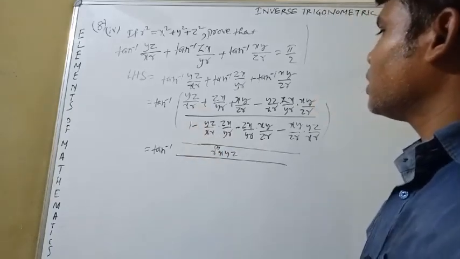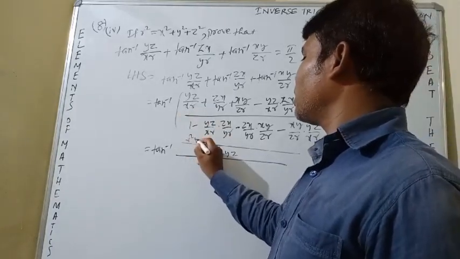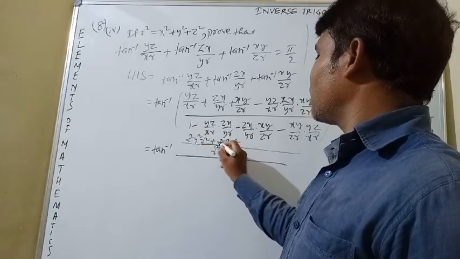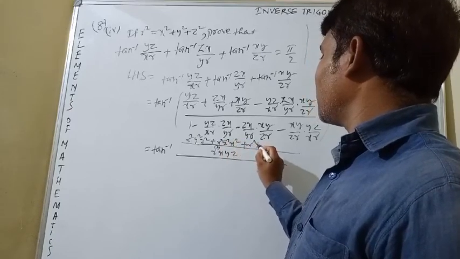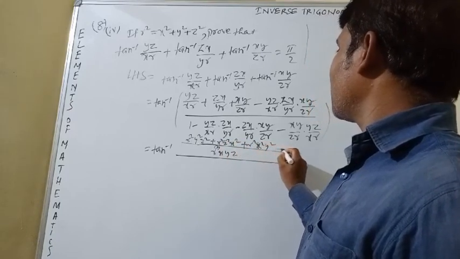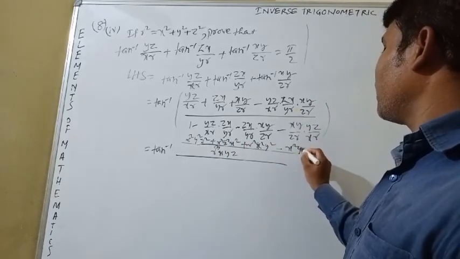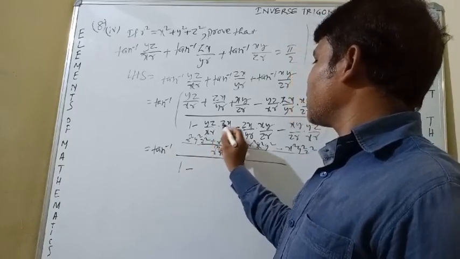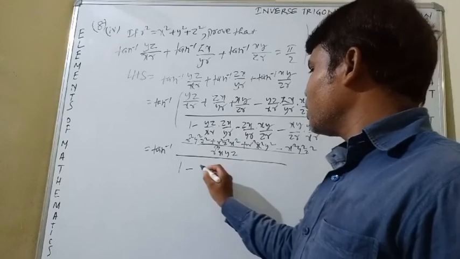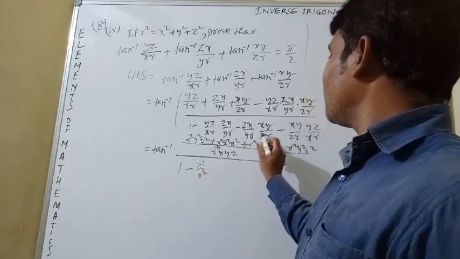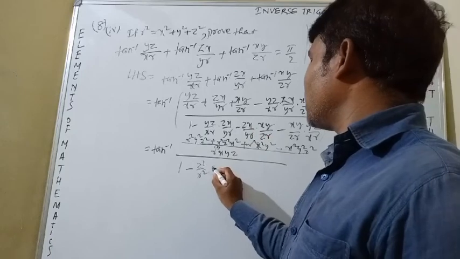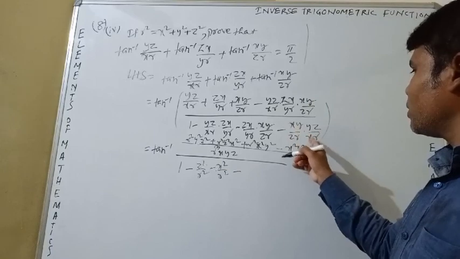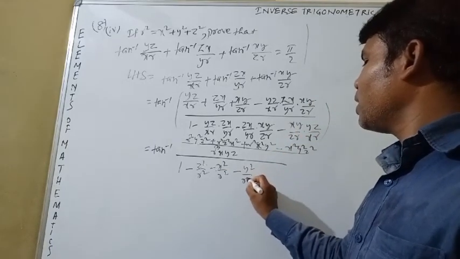This is equal to how much? R square y square z square plus r square z square x square plus r square x square y square minus x square y square z square, divide 1 by... you see xx will cancel out, yy will cancel out, z square by r square. Here also yy cancel out, zz cancel out, x square minus x square by r square minus... you see xx cancel out, zz cancel out, y square by r square.